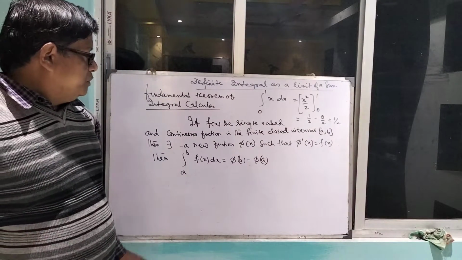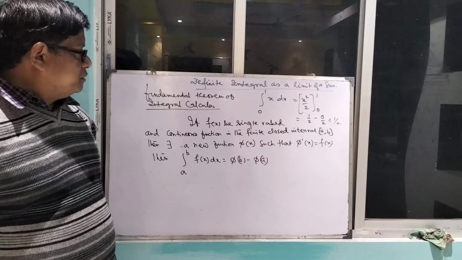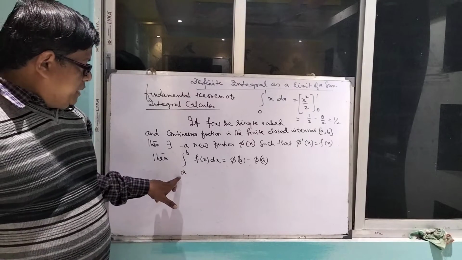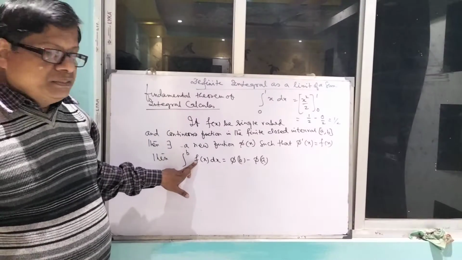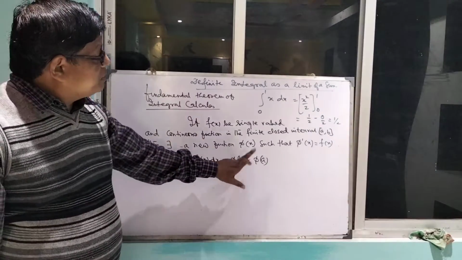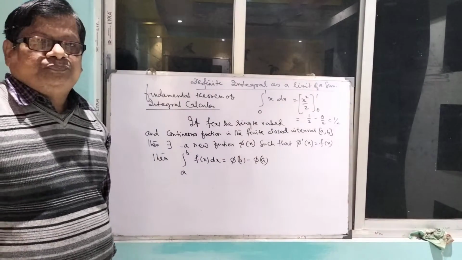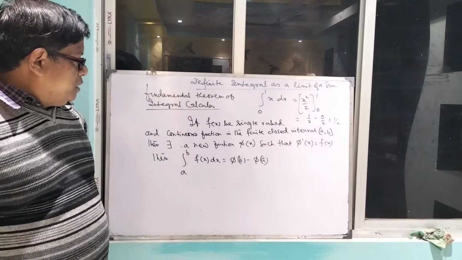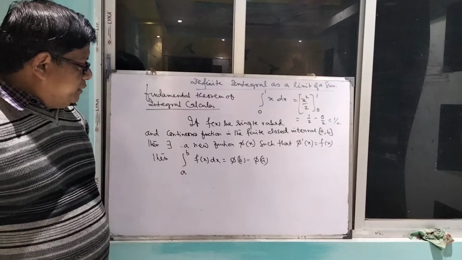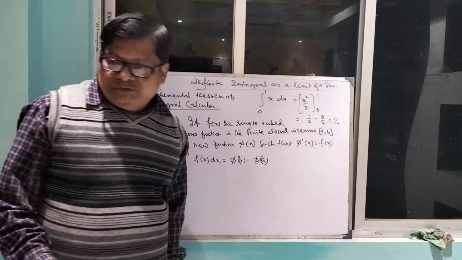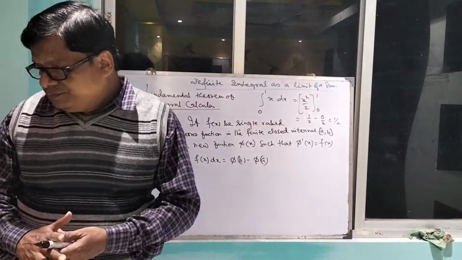Okay, so this is very important theory. With the help of a to b f(x) dx equal to phi(b) minus phi(a), we have to solve. Okay, and suppose I am giving one sum.